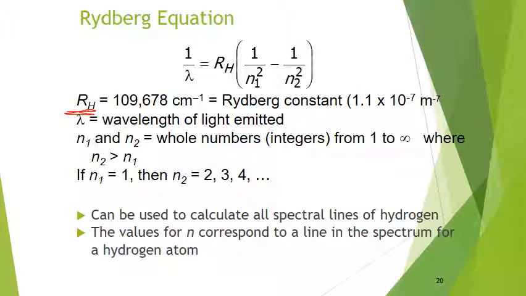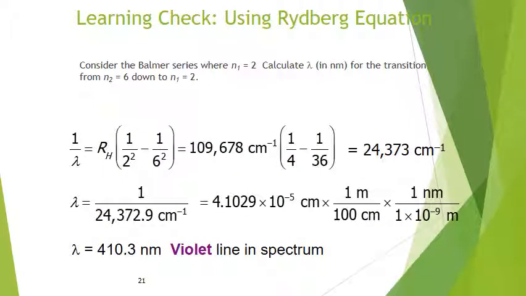So there's the equation. If you know N1 and N2, you can figure out the wavelength based on that. If you know N1, you can figure out an N2, or the wavelength. So let's see how you do that. So we have the Balmer series, N1 is equal to 2. And we want to calculate the wavelength that's given off from going from line one to line 6.